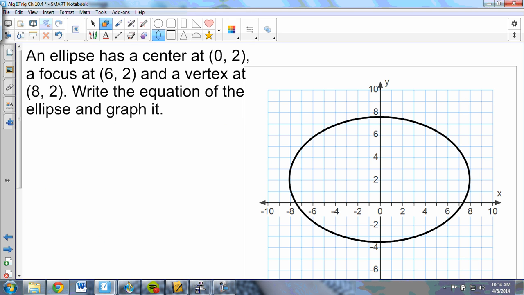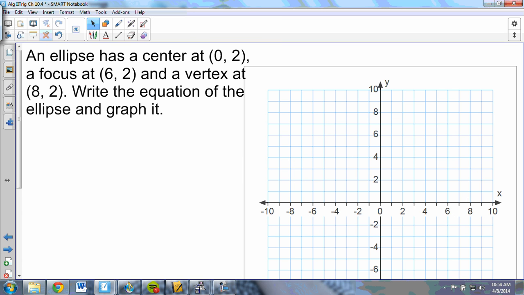An ellipse has a center at 0, 2, a focus at 6, 2, and a vertex at 8, 2. Write the equation of the ellipse and graph it. Well, I'm just going to plot what I have. The center is at 0, 2. The focus is at 6, 2. And the vertex is at 8, 2.